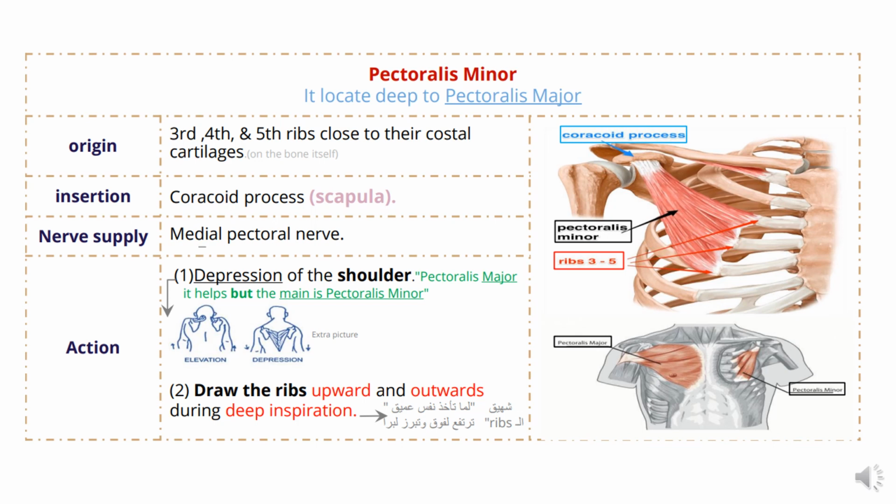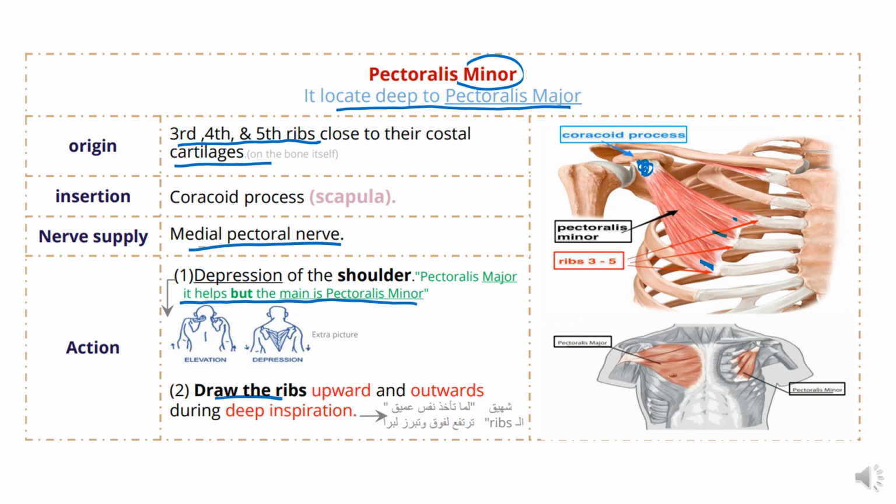Now the pectoralis minor is located deep to the pectoralis major. Origin is from the 3rd, 4th and 5th ribs close to their costal cartilages. Insertion is into the coracoid process. Nerve supply is the medial pectoral nerve, and what does it do? It causes depression of the shoulder. This is the main muscle which is causing the depression of the shoulder. And number 2, it draws the ribs upwards and outwards during deep inspiration.